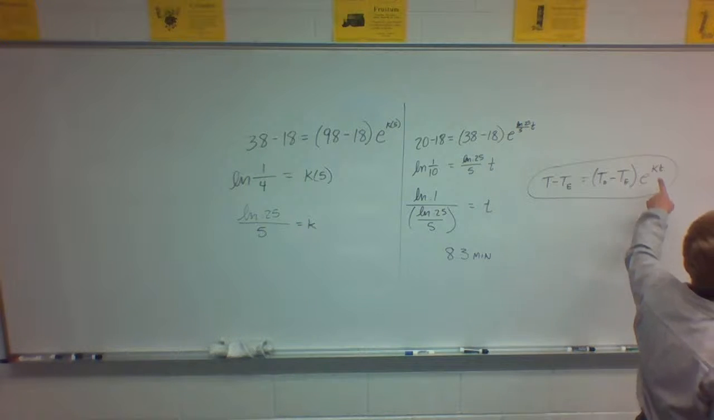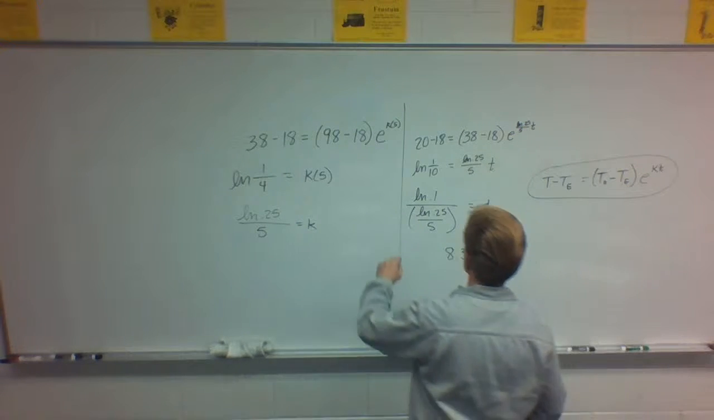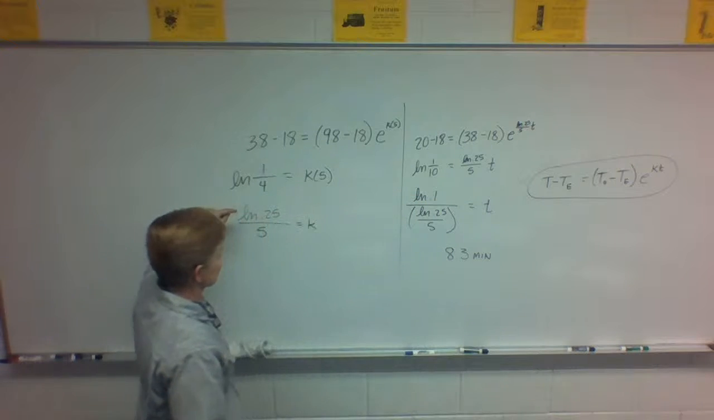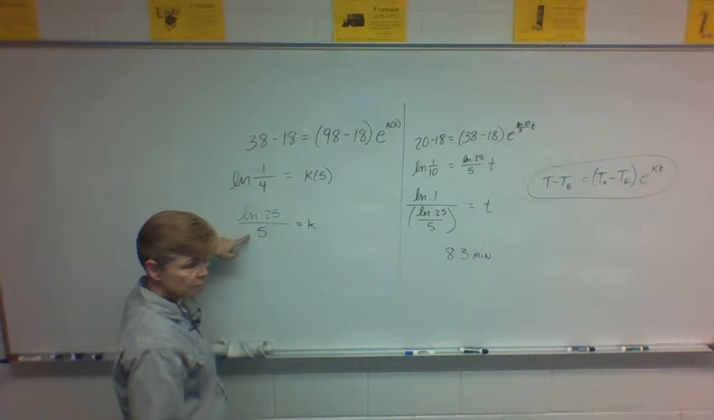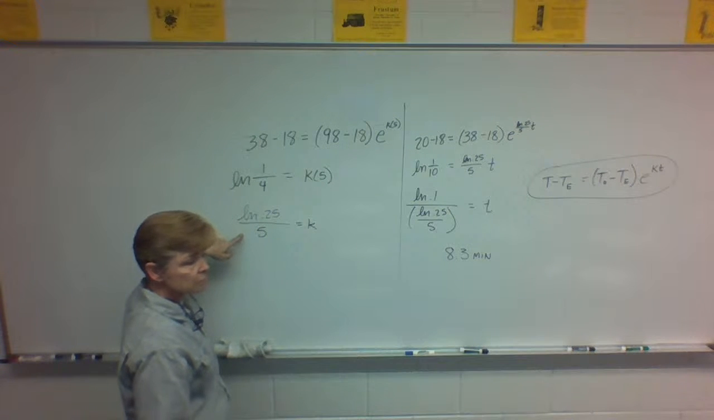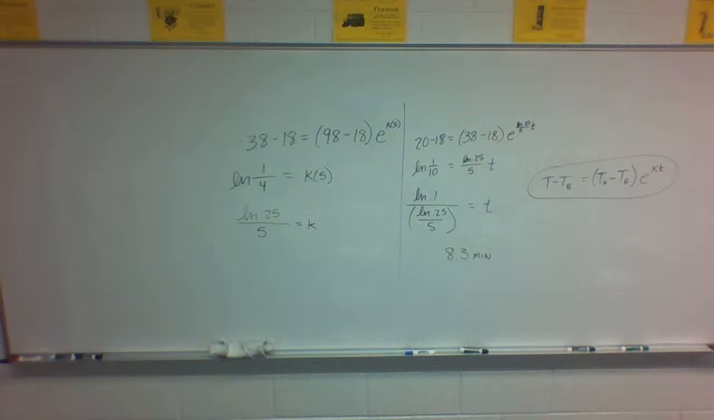K has to be negative. It'll come out negative on its own, because look at what our K was. K over here was a negative. Look at it. A negative divided by a positive, right? So it comes out negative on its own. You don't need to worry about that. But it is a negative number if it's cooling, which is happening here. Okay, so we have to use the data.